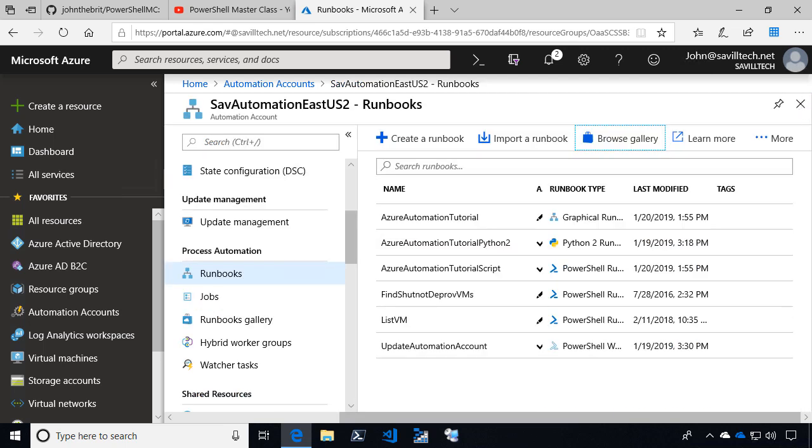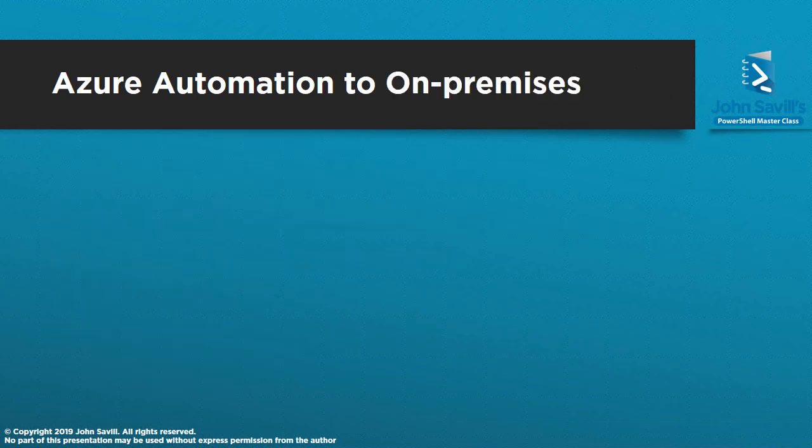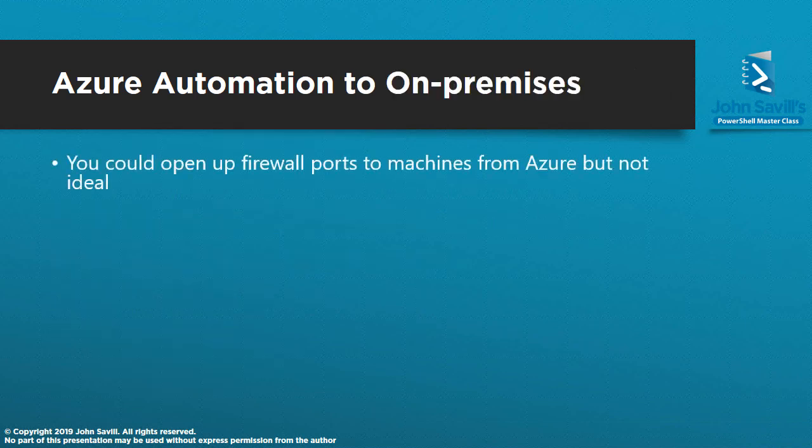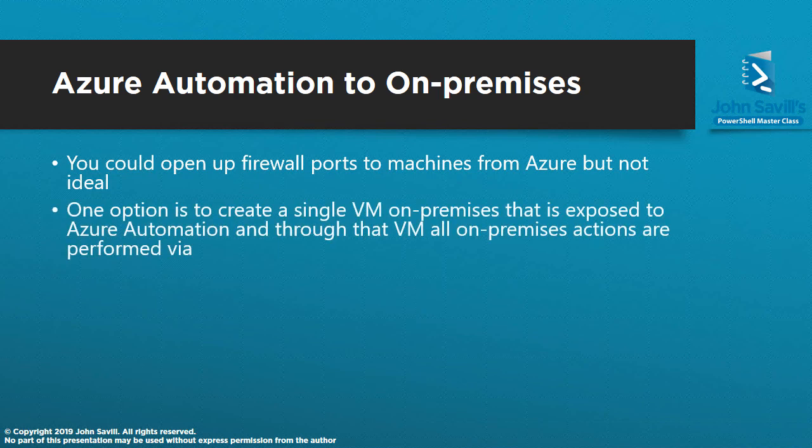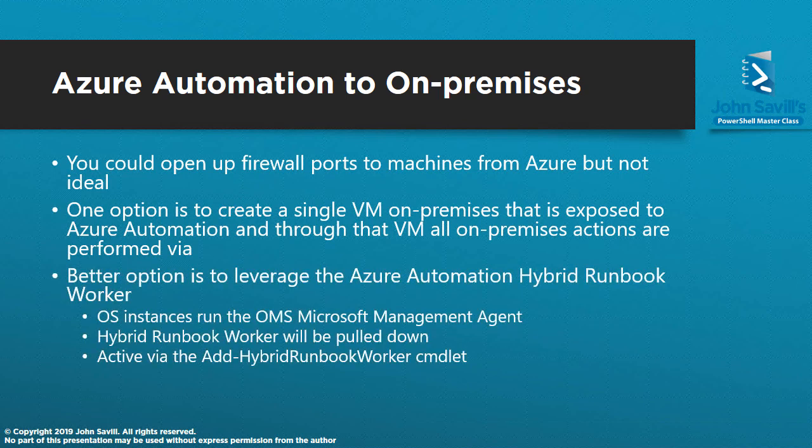So that's Azure Automation. And I also can hook into on-premises. Now, yes, I could technically open up firewalls to expose my Windows management point to the internet. That would be a terrible, terrible idea. I could create a single VM on premises that is exposed to Azure Automation, and through that, perform actions to other VMs. But then I'm having to manage that myself. The better option is to leverage Azure Automation Hybrid Runbook Worker.